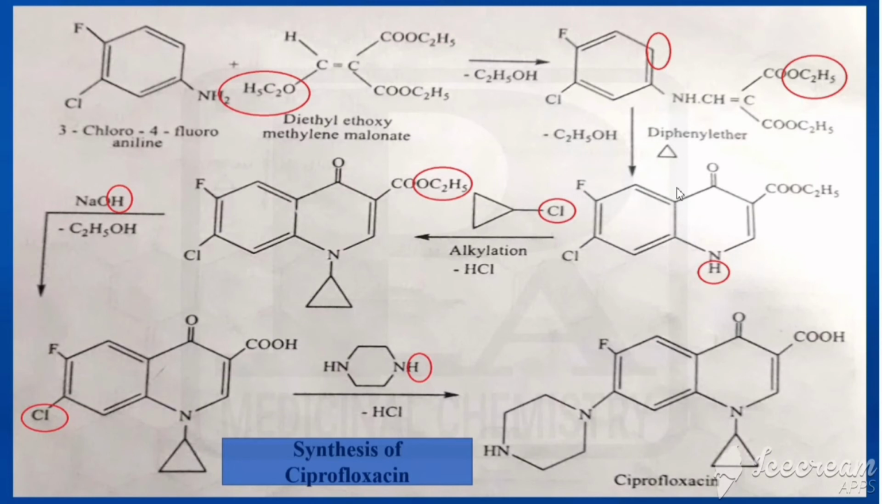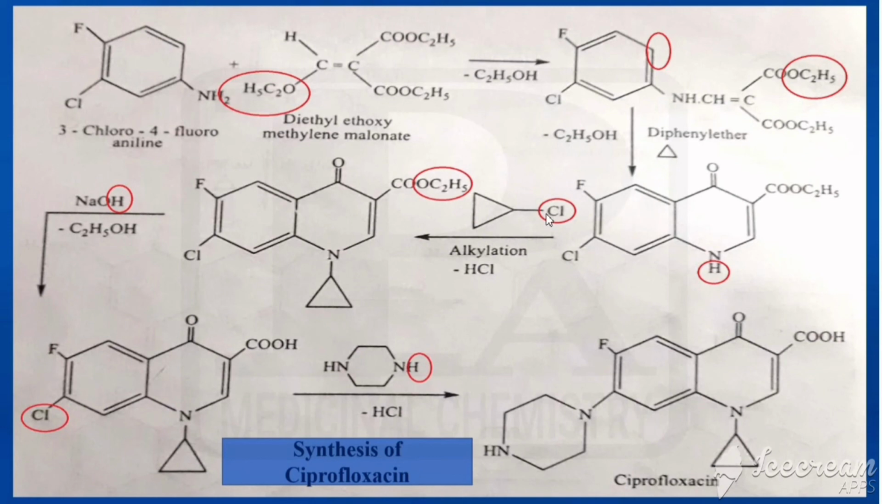So once again I am telling what the starting materials taken are. This is called 3-chloro-4-fluoroaniline, that combines with diethyl ethoxy methylene malonate. So C2H5OH should be removed and we are getting that. Then by the addition of diphenyl ether and on heating, this OC2H5 combines with H from here and is removed as ethanol, and it undergoes cyclization and we are getting this one.